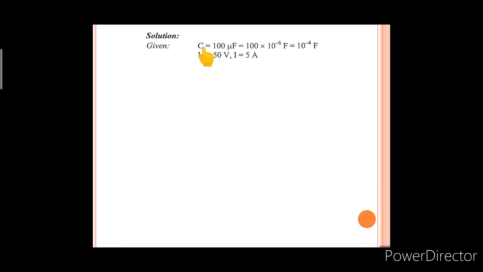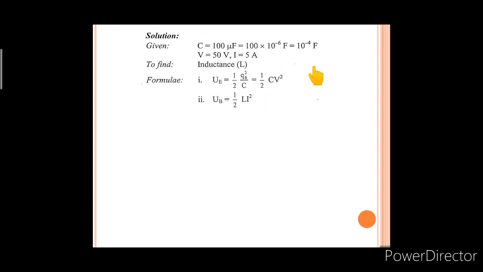The capacitance is given as 100 microfarad, which is to be converted into farad by multiplying by 10 raised to minus 6, and this 10 raised to minus 6 multiplied with 100 will give the result as 10 raised to minus 4. So, the value of C we can write as 10 raised to minus 4 farad. Potential V is given as 50 volt and current I is given as 5 ampere, and we have to find out the value of the inductance L.